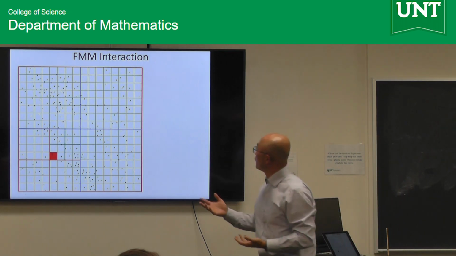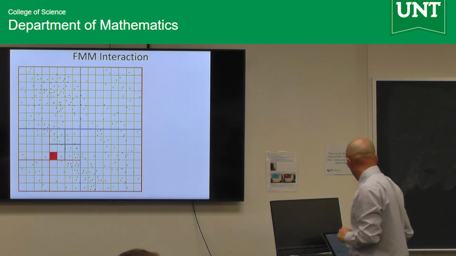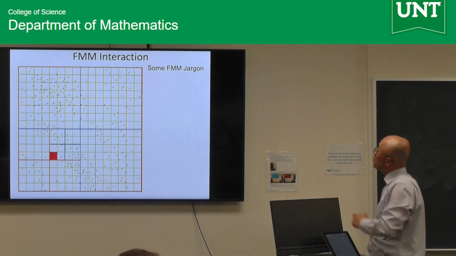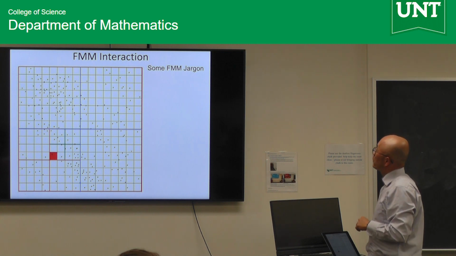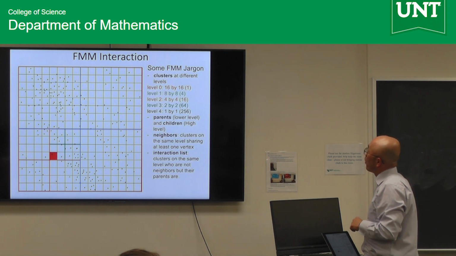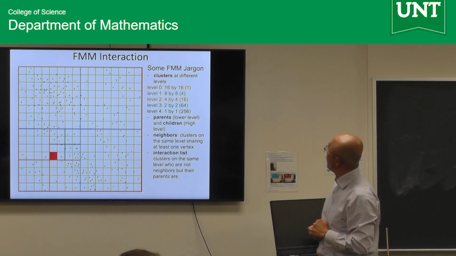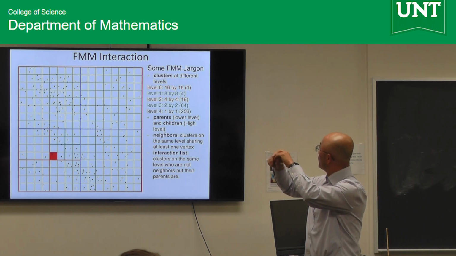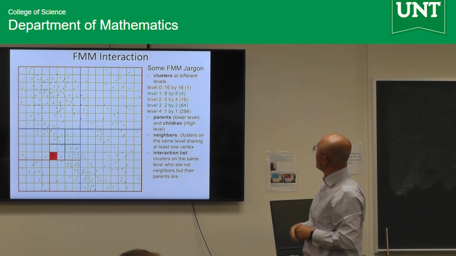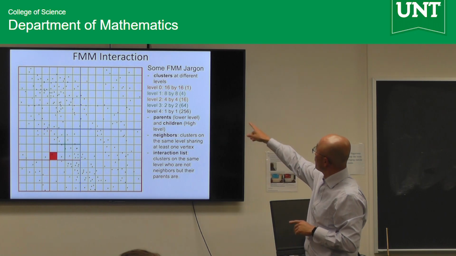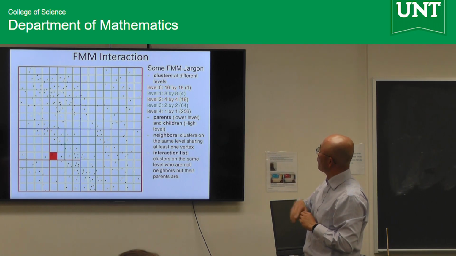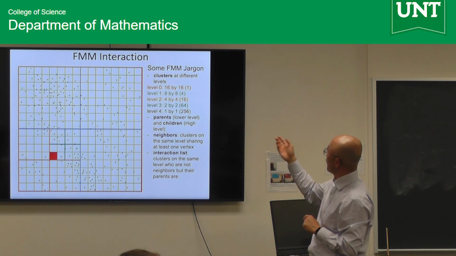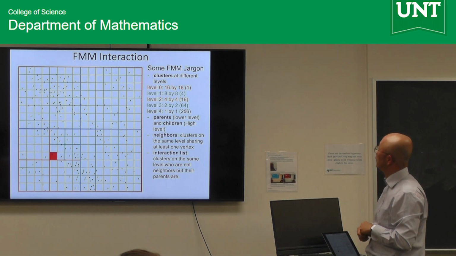Eventually, for example, you have these levels. Let's use some fast multipole method jargon. You have clusters at different levels. Level 0 is everything. Level 1 is the blue one, 8 by 8. Level 2 is 4 by 4. Level 3 is 2 by 2. Level 4 is 1 by 1. So you have many clusters over there.